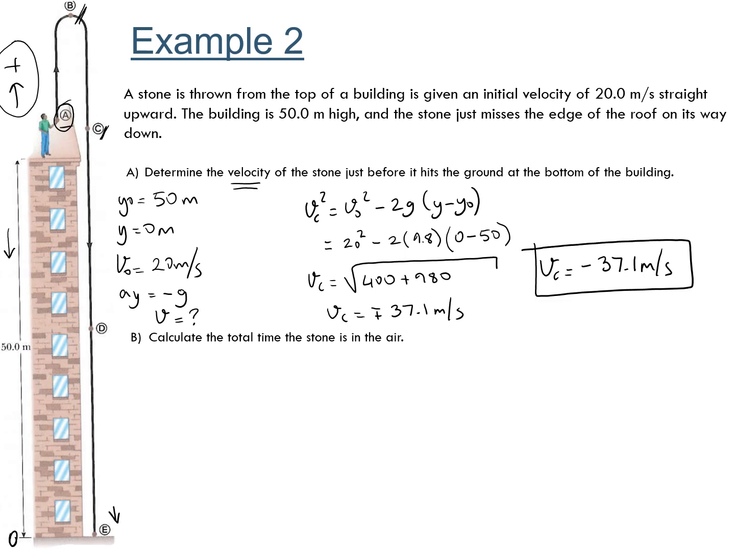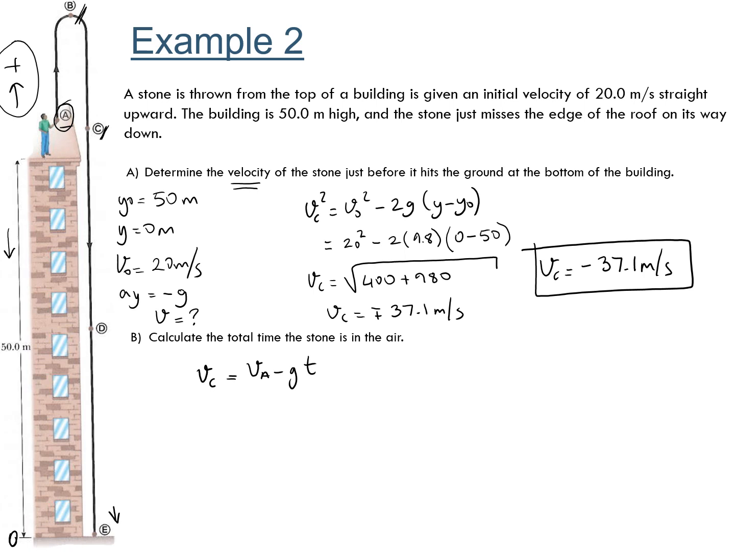Okay, now let's calculate the total time. Again, we don't need to calculate the time to go from A to B and B to C all the way. We can calculate the time it takes directly from A to C. Let's use the velocity equation. Vc, the final velocity, is equal to the original velocity, Va or V naught, whatever you want to call it, minus gt. This t is the total amount of time between A and C.